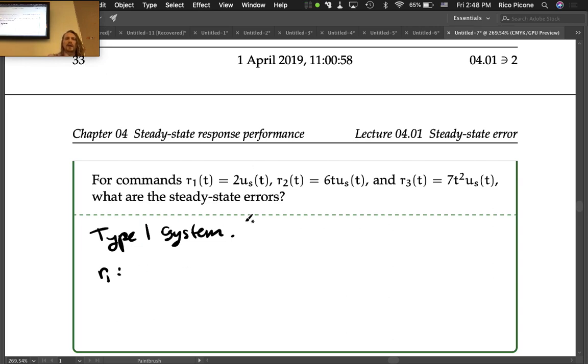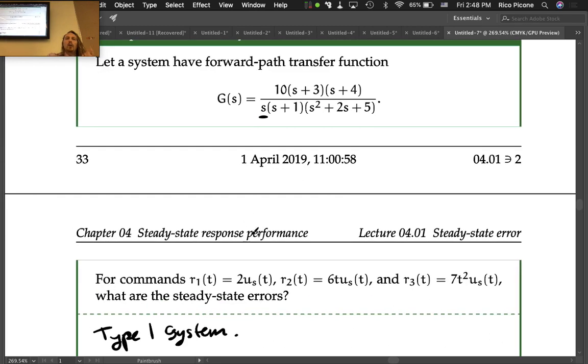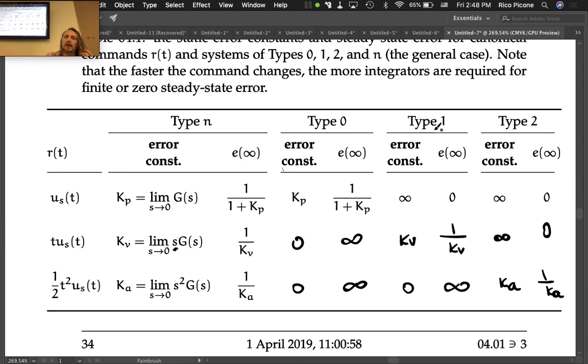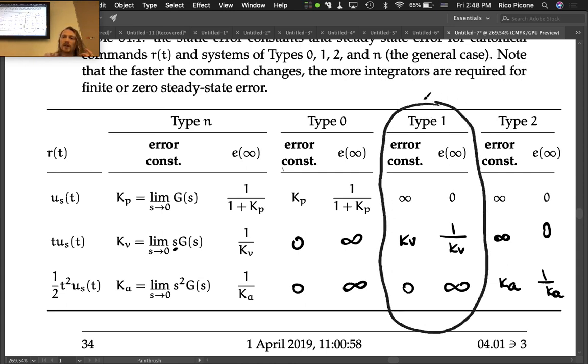So we have 2 times the unit step. Now we have a type 1 system. So we go to the table, we say type 1. So we're working in this column. We're going to work in this column for all 3 parts of the example, right? Because the system type is going to be the same for all 3 parts. What we're changing here is the row, the R, the step, or the command from step to ramp to parabolic.